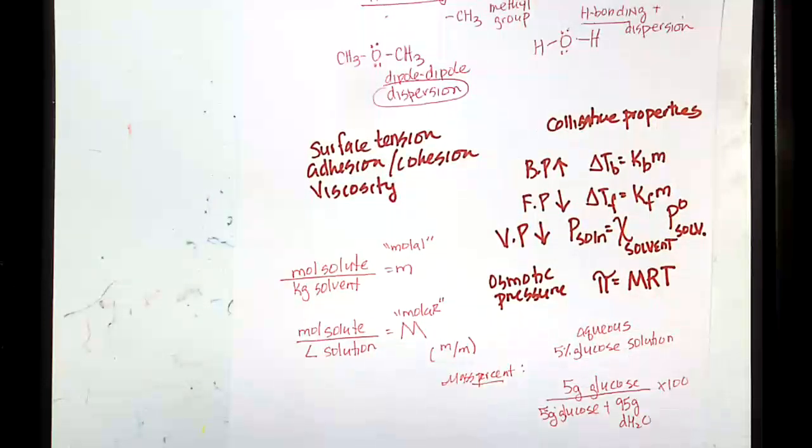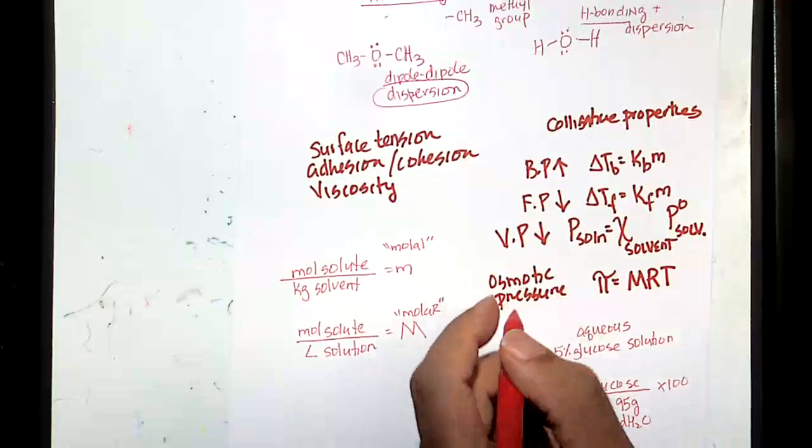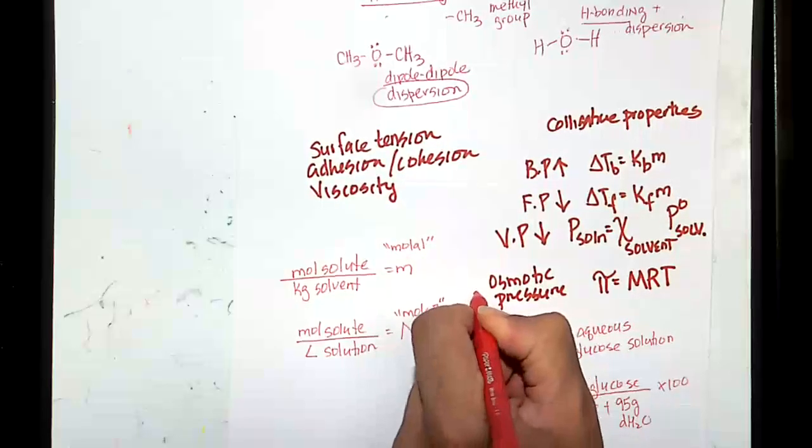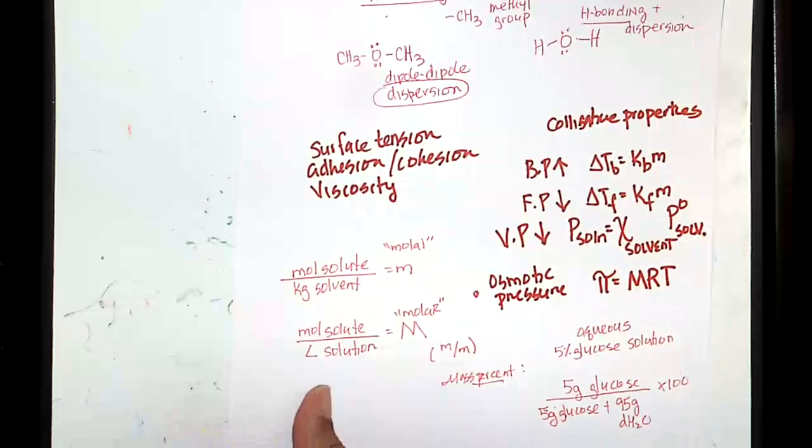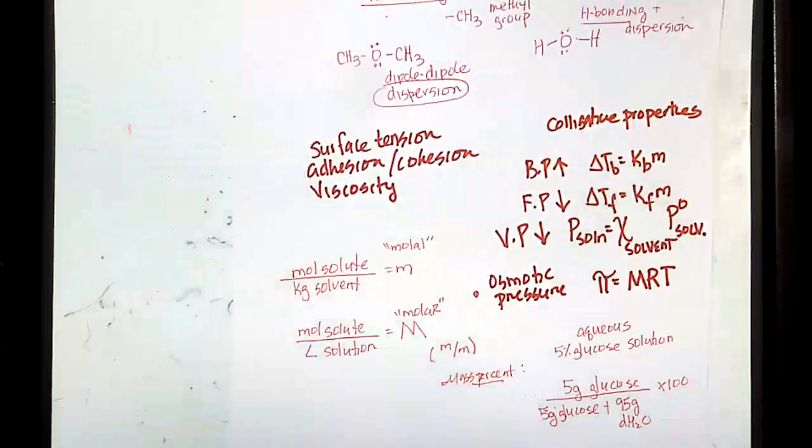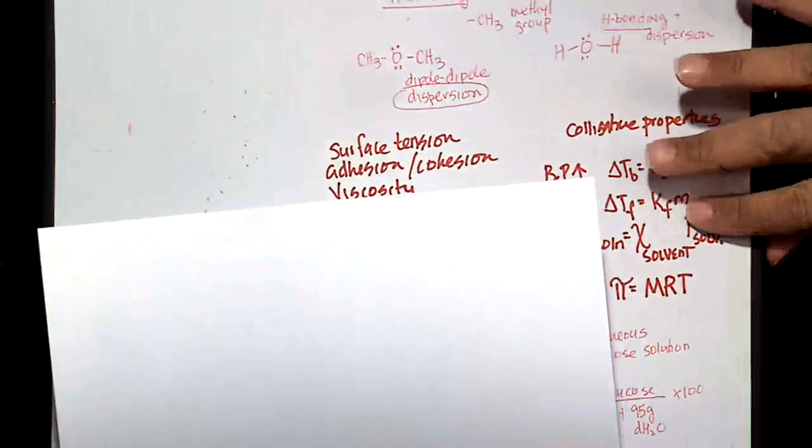Right, so there's some additional problems here that I will not go over because it's extra credit. One of them is on osmotic pressure. You can choose to do that if you'd like. Another one is the heating and cooling of water. Okay, so I will not go over them because they're not counted towards this exam.